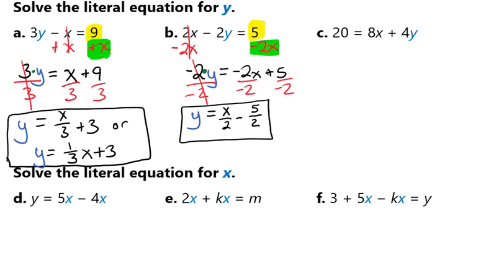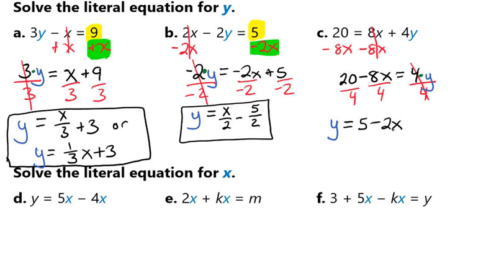In solving for y here, we'll need to subtract 8x from both sides first, and that's going to leave us with a 20 minus 8x equals 4 times y. 4 is multiplying with the y, so we will divide everything by 4, and that is going to give us y equals 5 minus 2x, and then we're just going to go ahead and rewrite this so that it is in standard form. So that's going to be a -2x and the +5.